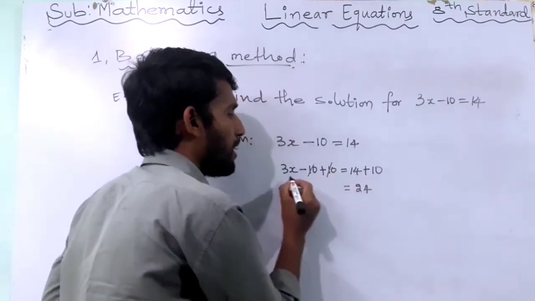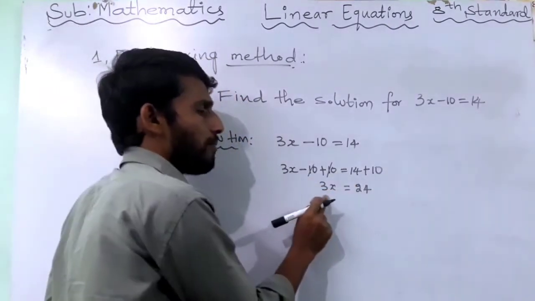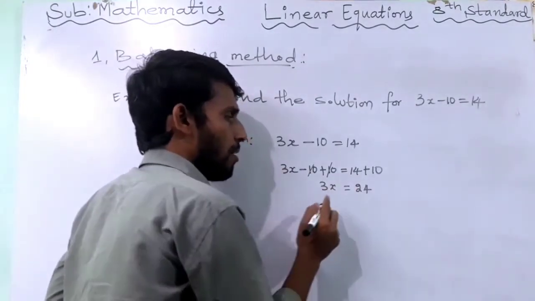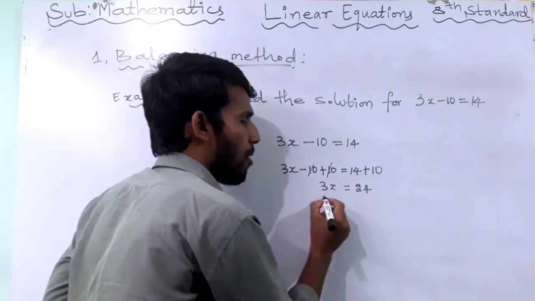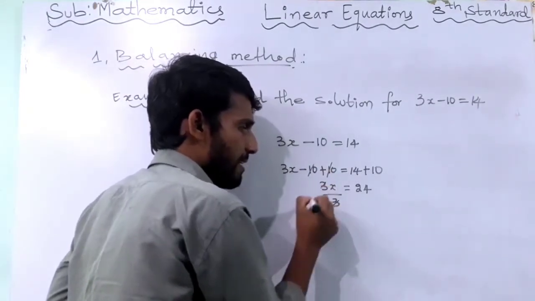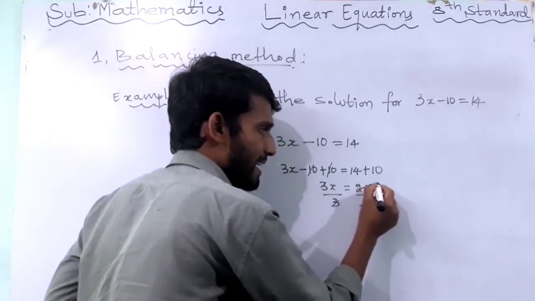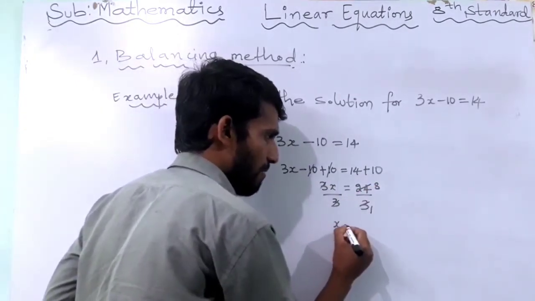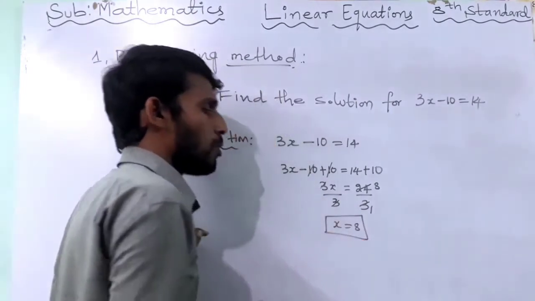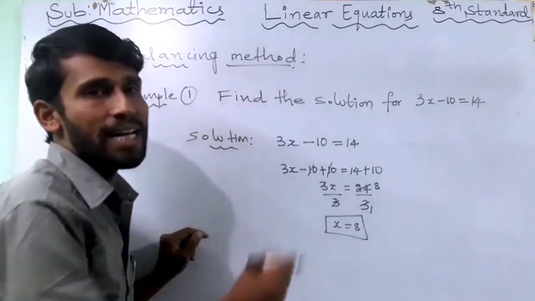24. Here we have 3x. Again, we have to divide by 3 on both sides, LHS side and RHS side, to get the x value. Now I am dividing by 3. 3 gets cancelled. 3 ones are 3, 3 eights are 24. x value is 8. Okay, this is the one method to solve the equations, that is the balancing method.